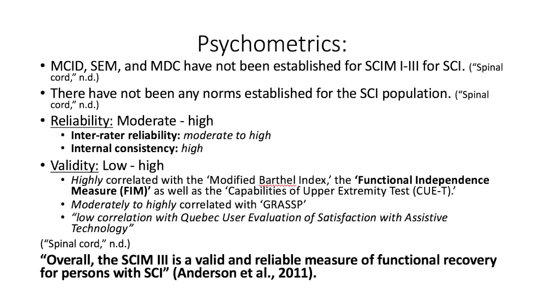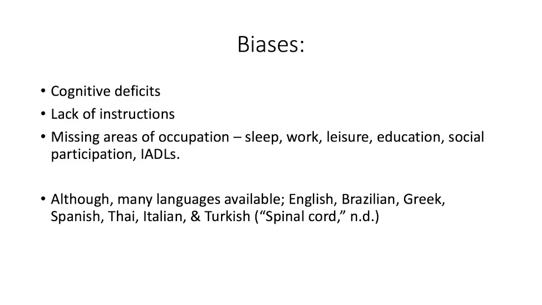When thinking about factors that might bias the assessment, someone with cognitive deficits would likely have difficulty understanding the instructions or understanding the questions, and they might not have the ability to answer the questions accurately. Therefore, I think it would be important for a caregiver to be there if somebody does have cognitive deficits. And in fact, a lot of the articles I've read actually exclude individuals with cognitive deficits from the study.